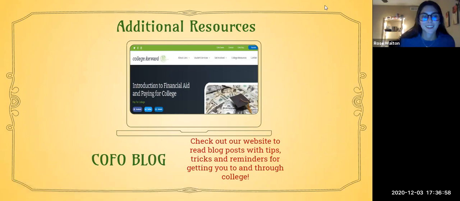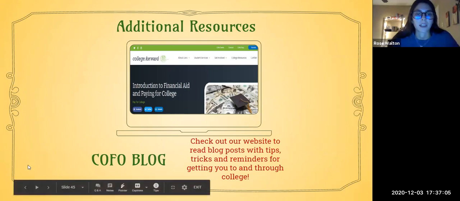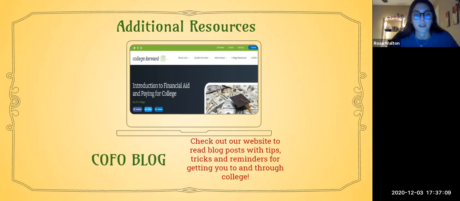Perfect. So some additional resources: you can see that article right there, introduction to financial aid and paying for college. You can find some additional tips and tricks on there, as well as with any other topic that we have posted, financial aid, mental health, anything that might help you get to and through college.